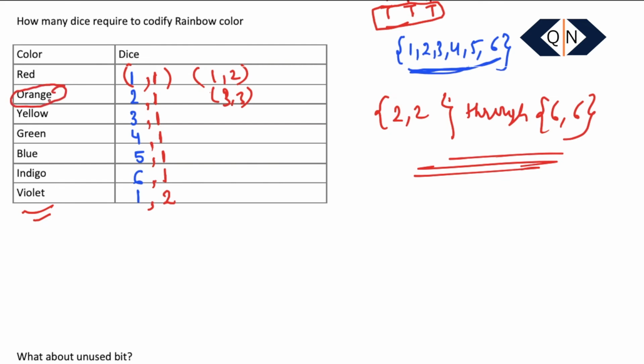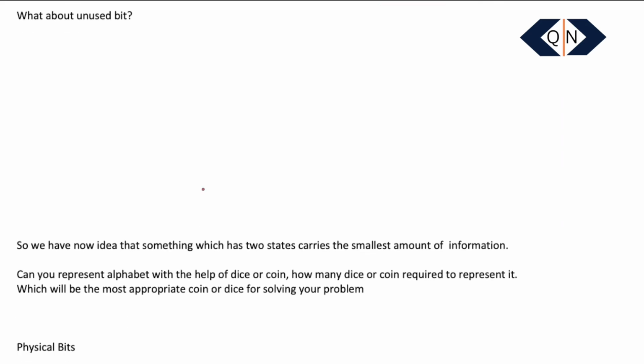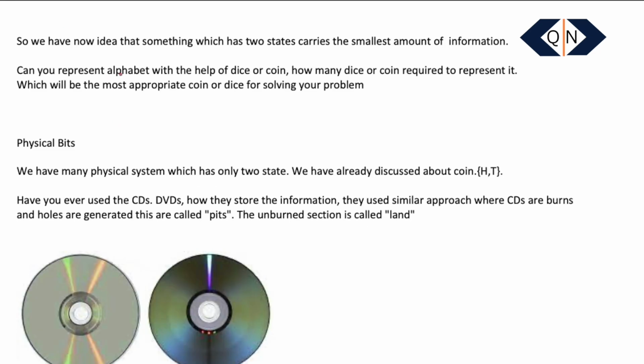Mind here, no two bits should be the same. Means here, suppose 2 1, so 2 1 should not be assigned to blue. It will create confusion. Else, if there are different bits, then we can assign. So I have already told about how to utilize the unused bits. So we now have an idea that something which has two states carries the smallest amount of information.